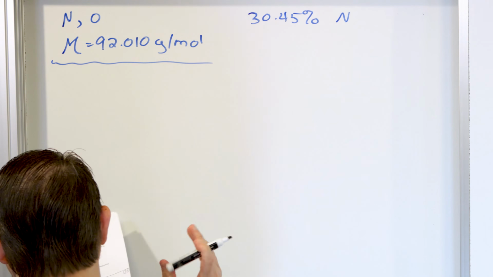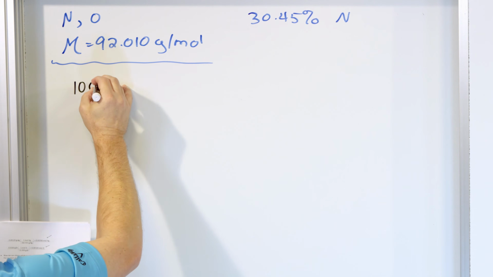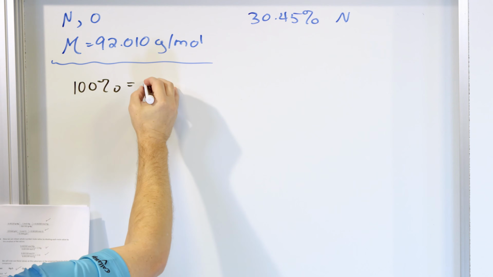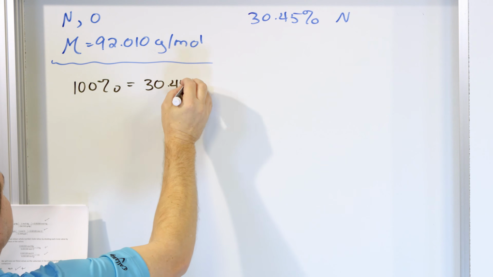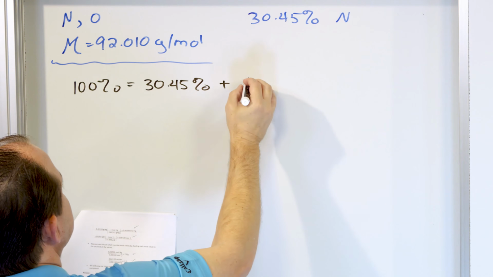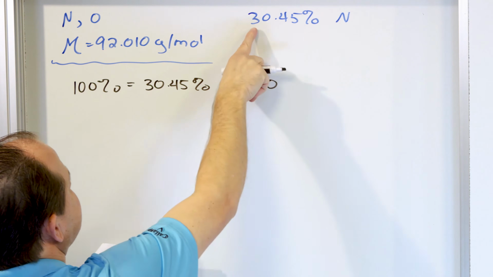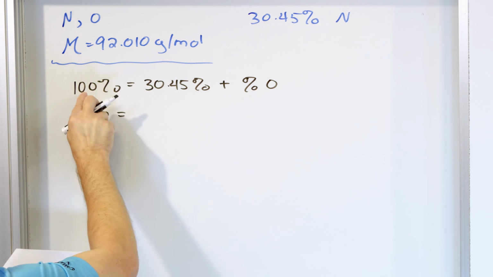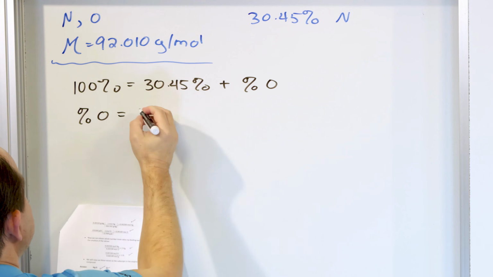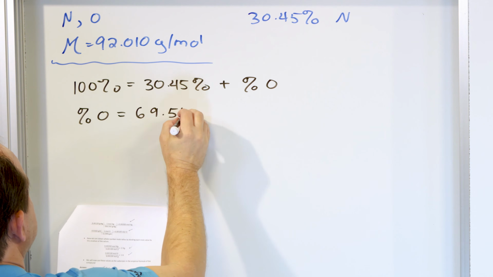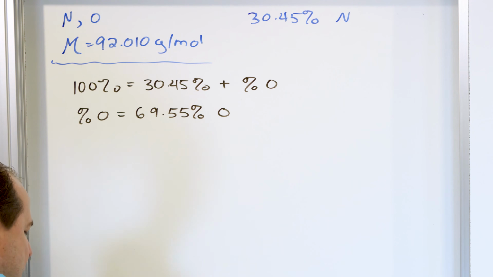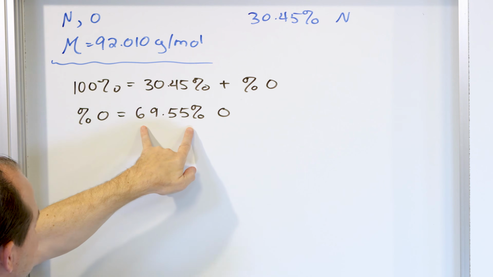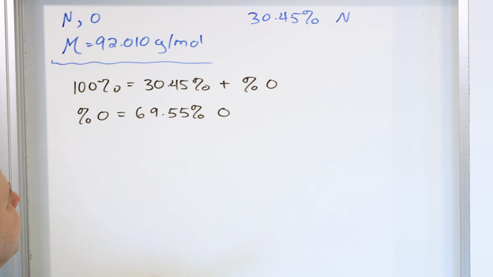All right? So what we can basically do is say that 100% is going to be equal to the 30.45%, which is the nitrogen percentage, plus whatever is going to be the percentage of oxygen. So the percent of oxygen, if you take 100 minus 30.45, you're going to get 69.55% of oxygen. So now you can rephrase the problem and determine the next step. You have a compound with only two elements, nitrogen and oxygen. You have the percent oxygen and you have the percent nitrogen. How do I find the empirical formula?